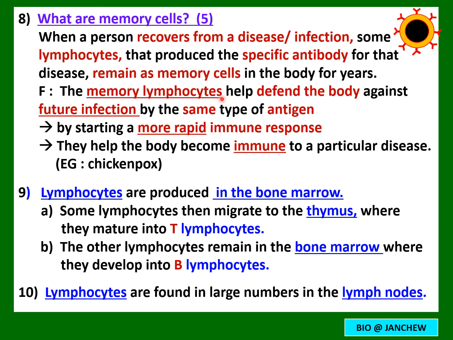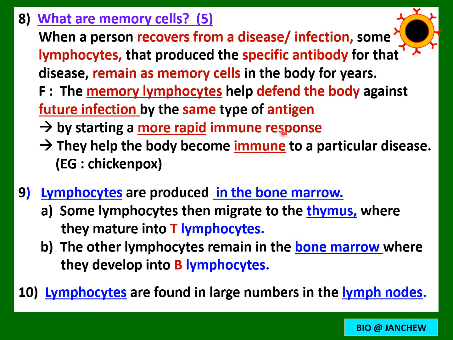We call them memory cells or memory lymphocytes because they are able to produce that same specific antibody for the pathogens of that particular disease, again, should there be future infection by the same type of pathogen or antigen. They seem to have what we call the memory of how to produce that specific antibody. Therefore, these memory lymphocytes will help defend the body against future infection by the same antigen, and they will start a more rapid immune response if the body is again infected by the same virus or bacteria or antigen. If the body is infected a second time or a third time and so forth, this time the immune response is faster and more antibodies are produced. Greater numbers of the specific antibody are produced, and at a higher or faster rate.